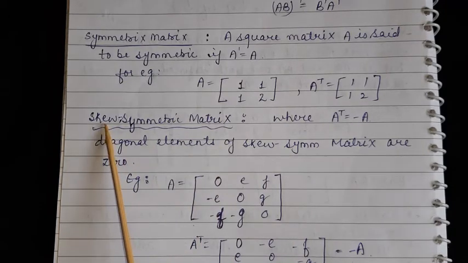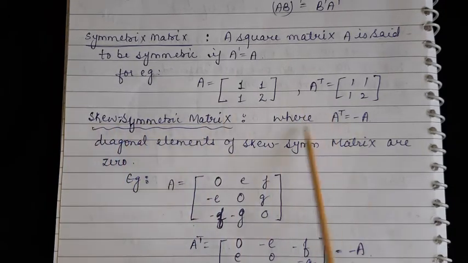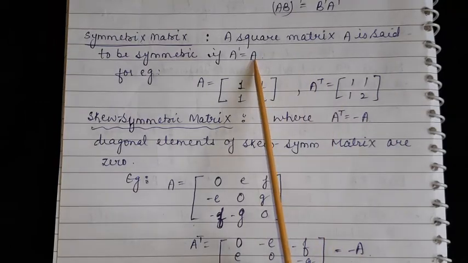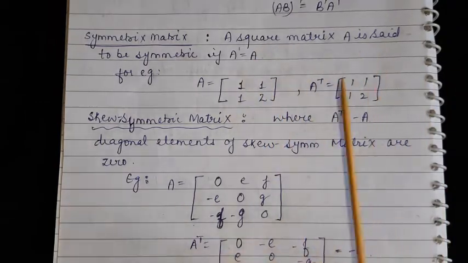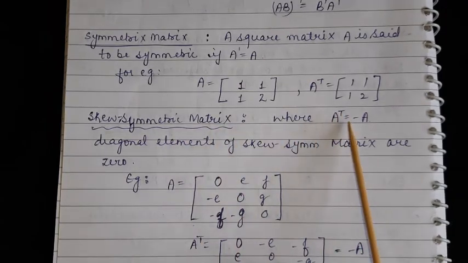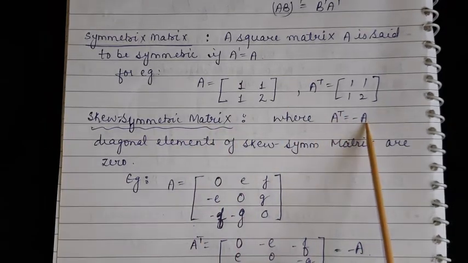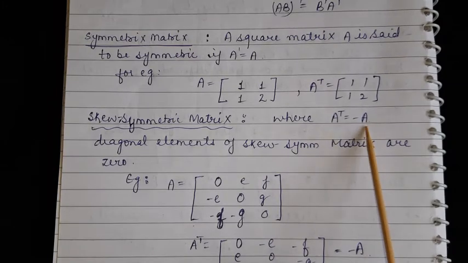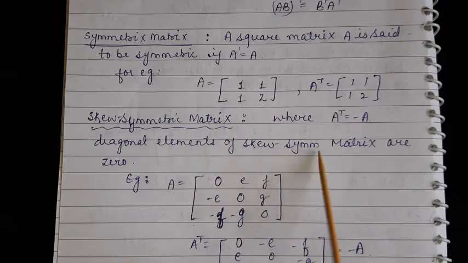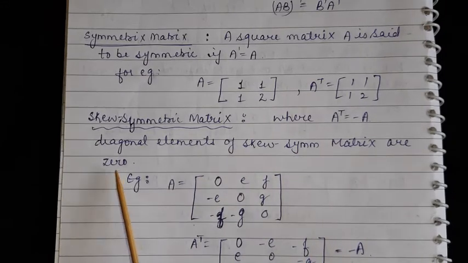Next is the skew symmetric matrix. Now in a skew symmetric matrix, the condition is a little different from symmetric ones. A square matrix is said to be skew symmetric if A transpose is equal to minus A. Not A this time, but minus A. There is one more thing. Diagonal elements of a skew symmetric matrix are always 0.